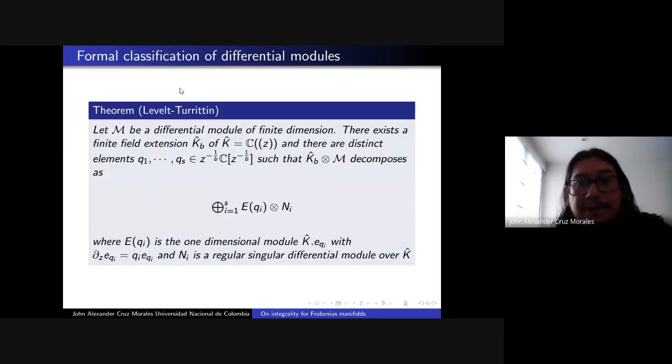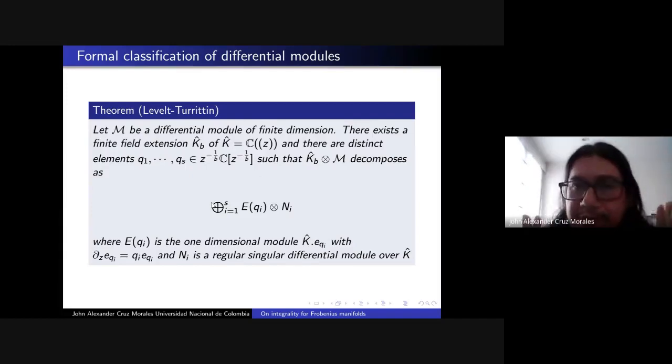If you have a differential module of finite dimension, essentially you have a differential equation. That's what this means. So there exists a field extension of this field here, and there are some elements such that when we take the tensor product of the differential module with this extension, the differential module decomposes in this form. This part here, which is related with this data, is given by these one-dimensional modules which satisfy this differential equation here, and these are just differential modules with regular singularities. What is the meaning of this theorem?